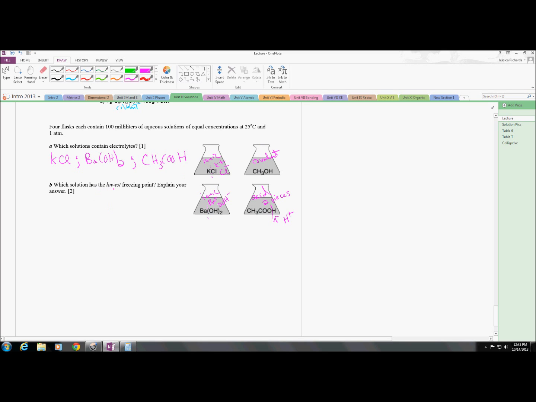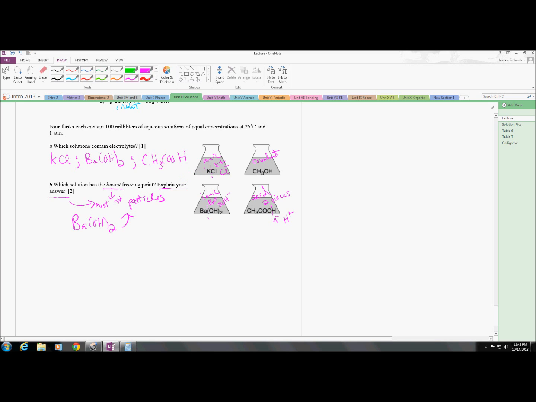Next question wants to know which one has the lowest freezing point. So the lowest freezing point will have the most number of particles. That's actually your explanation. So explain your answer. The one that has the most number of particles when it dissociates is going to be our answer. We just have to pick that out. KCl has 2 pieces. Barium hydroxide makes 3. And our acid only makes 2. So our answer is going to be the barium hydroxide because it makes the most number of pieces.